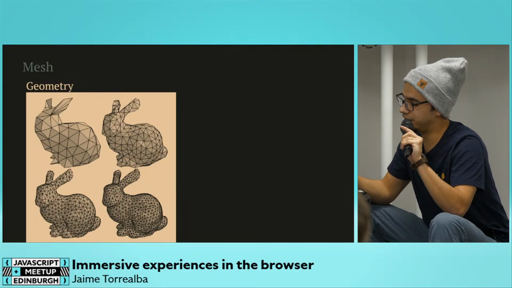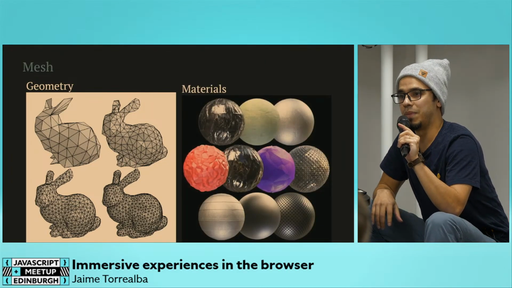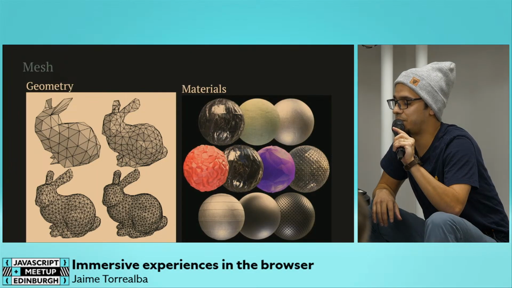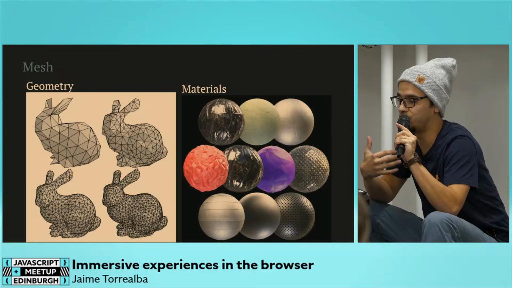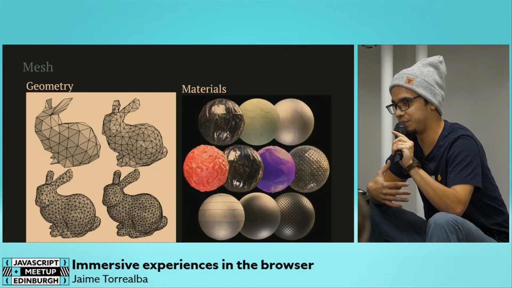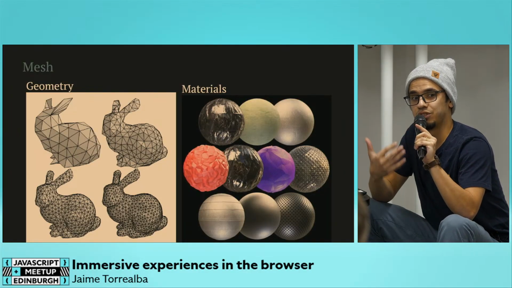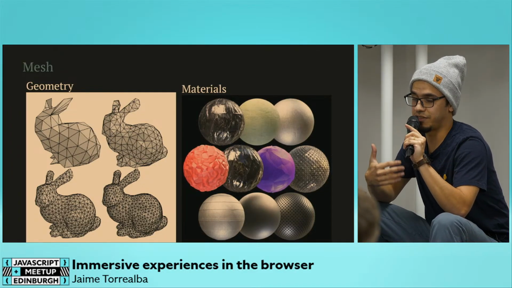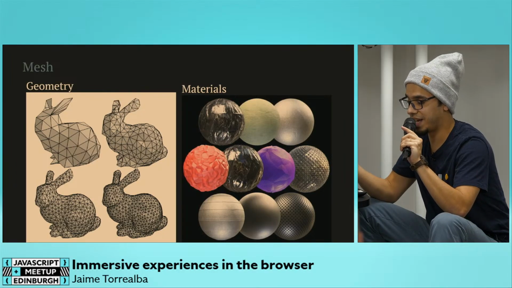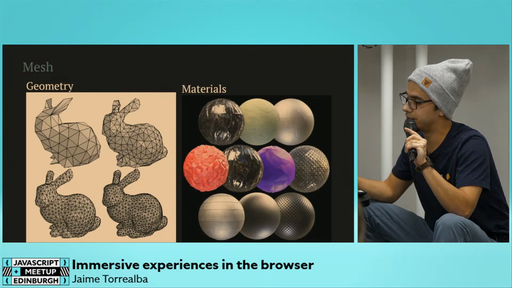It needs a geometry and it needs materials. And what I mean by materials is basically the skin of our mesh. It tells the engine how to behave in certain situations. For example, if it reacts to light, or if it's a mirror, it reflects, or if it's like glass, it's transparent. So that is what the materials do.